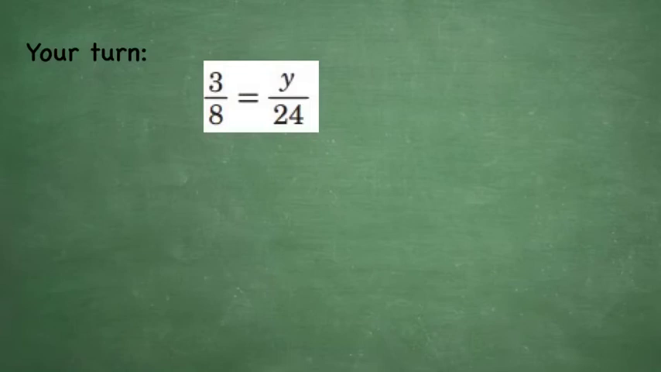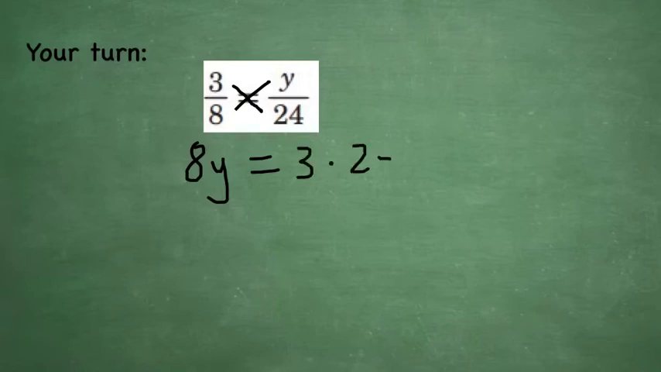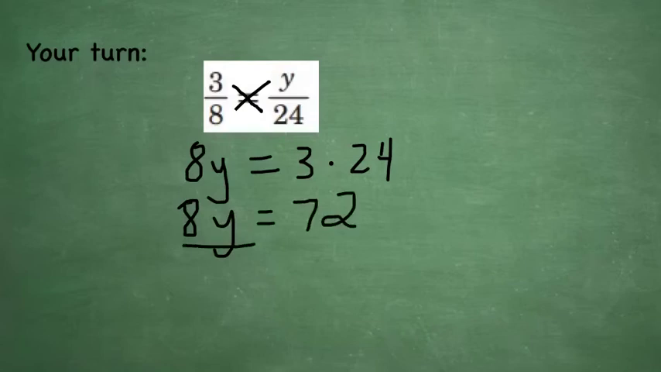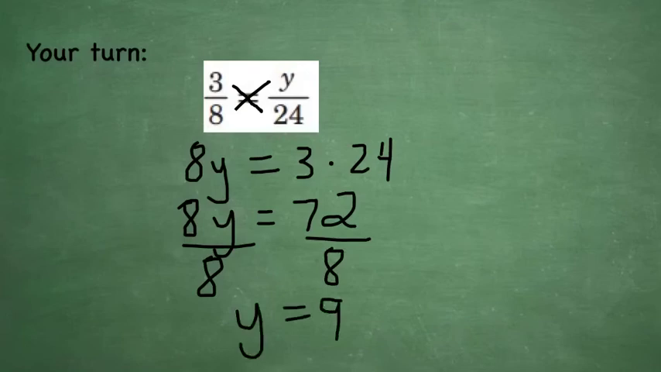Okay, so hopefully you saw from doing that, again, we want to go ahead and cross multiply still. So the result of the cross products property is 8y is equal to 3 times 24, which is equal to 8y is equal to 72. And again, after we divide by 8, you should have found that y is equal to 9.